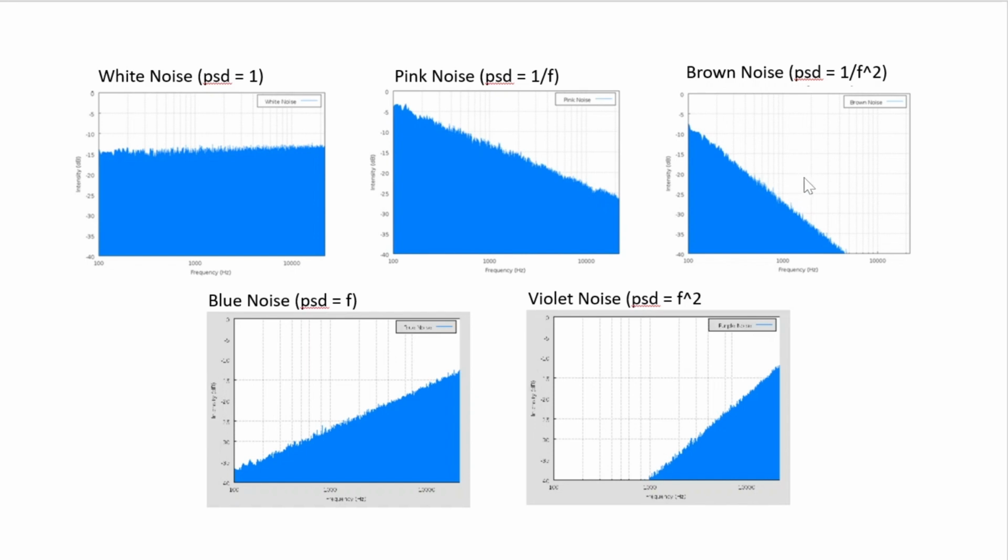Then we have brown noise, where beta is 2, and it is exhibiting a power spectral density of 1 divided by f raised to the power 2. Here we see that the high frequencies almost have no power, and most of the power is concentrated in the lower frequencies. Also, the roll-off is much steeper. This slope is much steeper in comparison to pink noise. In fact, this is at 6 dB per decade roll-off.